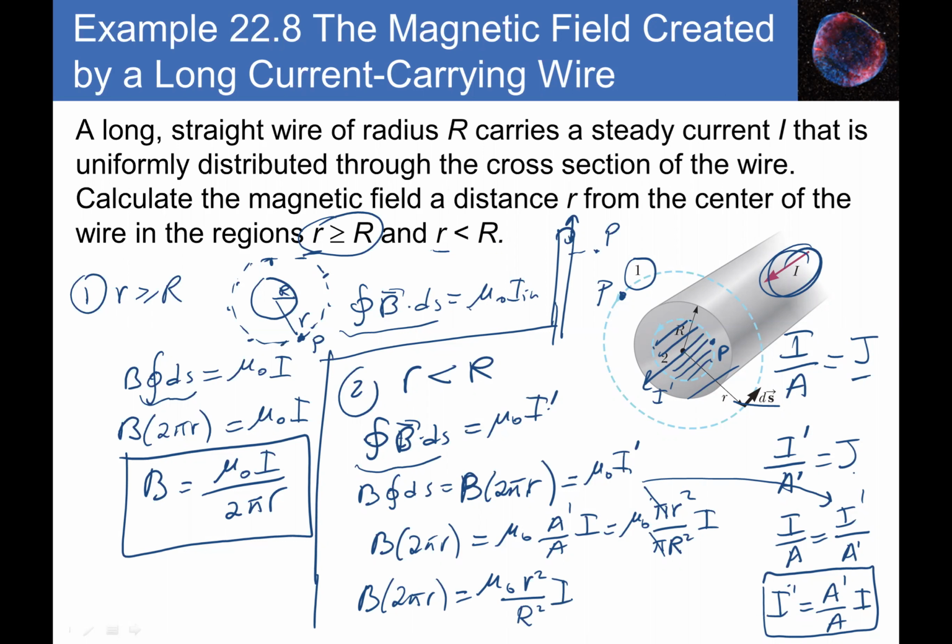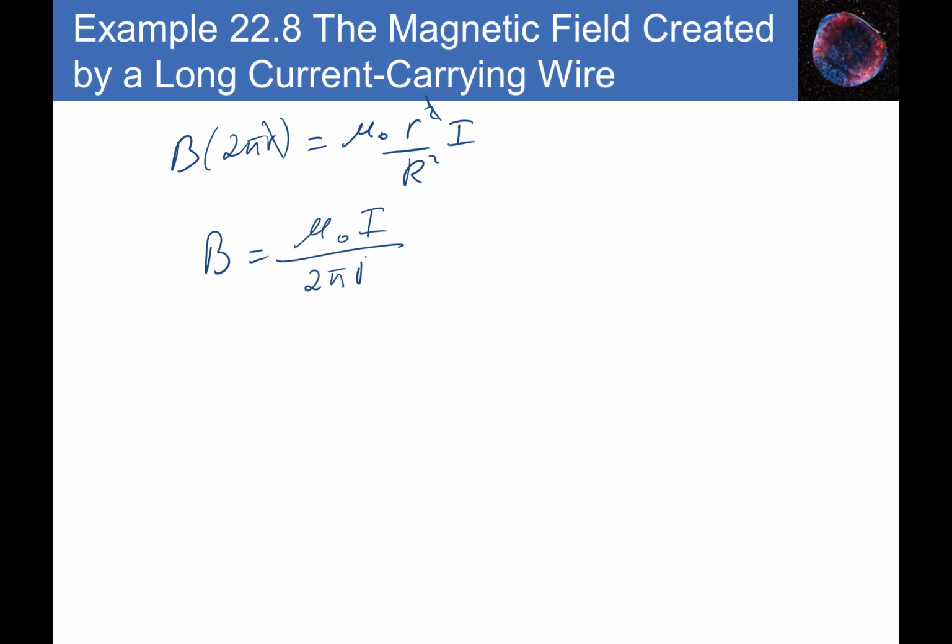All right. And then from here, if I rearrange, you can see this R cancels with that, so I have only one R dependence. Just rearrange it and get this equation. That means I have B 2 pi R equals mu naught R squared over the radius squared times the current. I cancel those, and then I have the magnetic field, which will be mu naught times the current divided by 2 pi times the radius squared, times R.